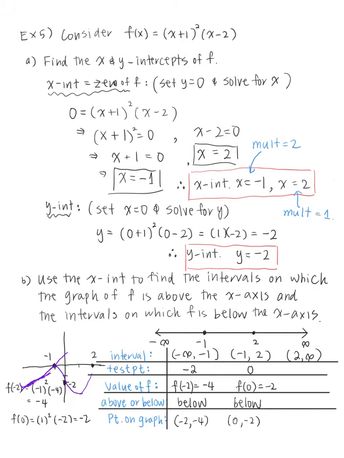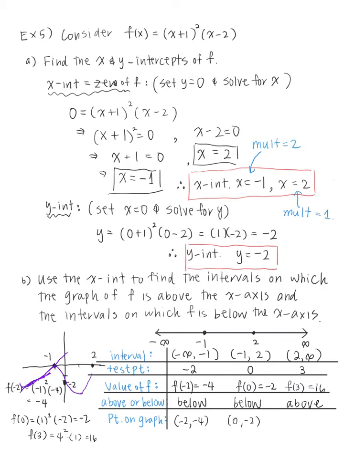Now let's go with 2 to infinity. You can pick any number. I'm going to pick 3. Now I'm going to compute f of 3. So f of 3 is 4 squared multiplying 3 minus 2, which is 1. So this is going to be 16. Oh, look, now we finally have a positive. So that means it's going to go above the x-axis.